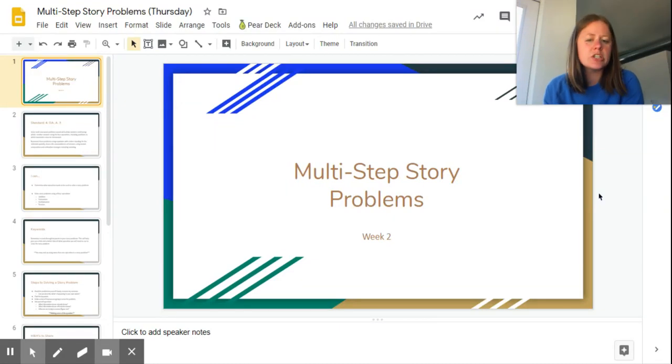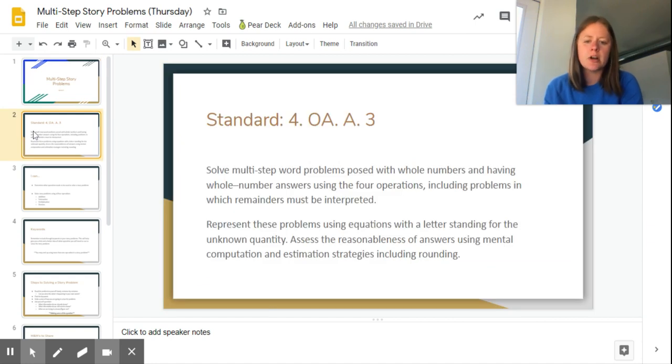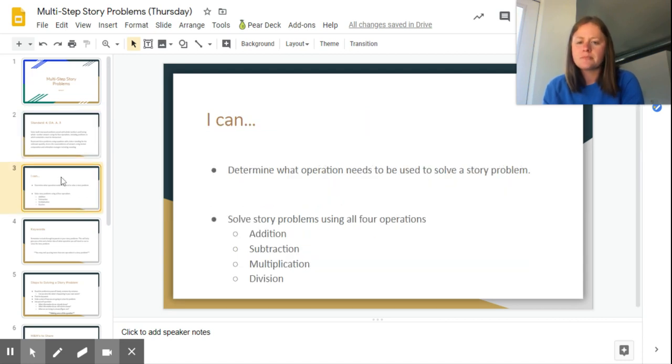Hi friends, so today we're just going to continue on our multi-step story problems like we did on Tuesday. And so we still have the same standard. We're still solving multi-step word problems using all four of our operations. Sometimes we use more than one operation. So our I can statement's the same, being able to determine what operation you need to use to solve the story problem, sometimes more than one, and then being able to solve all kinds of different story problems no matter what operation you're asked to use.